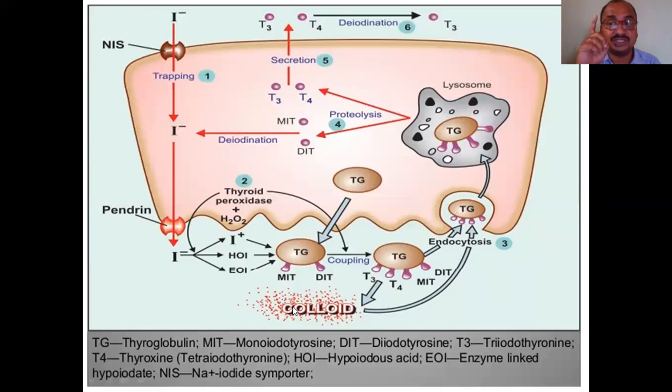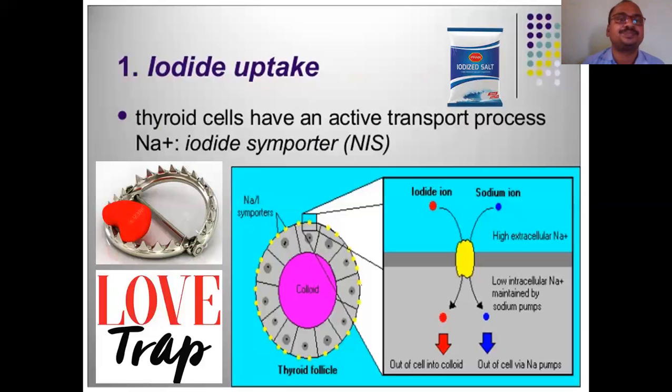I will show you step by step separately now. First one is iodine uptake, also called iodine trapping. You have to use iodized salt; iodine salt is very important for your thyroid gland. And just like a love trap, iodine will be trapped very nicely. Nowadays all loves are calculated loves.